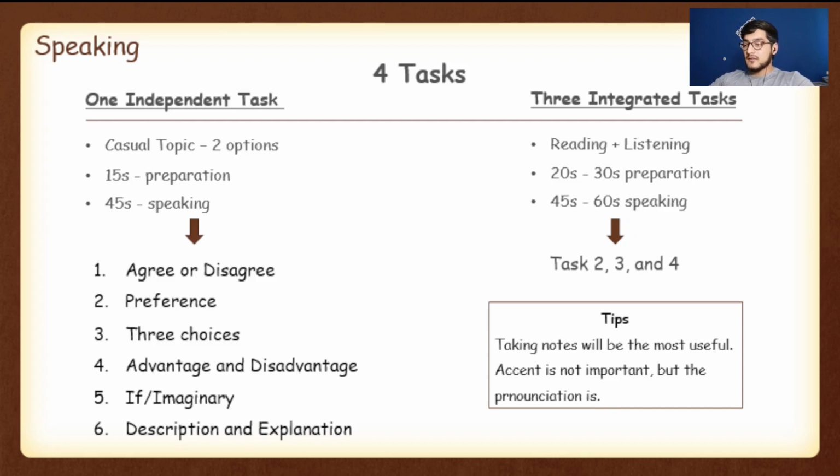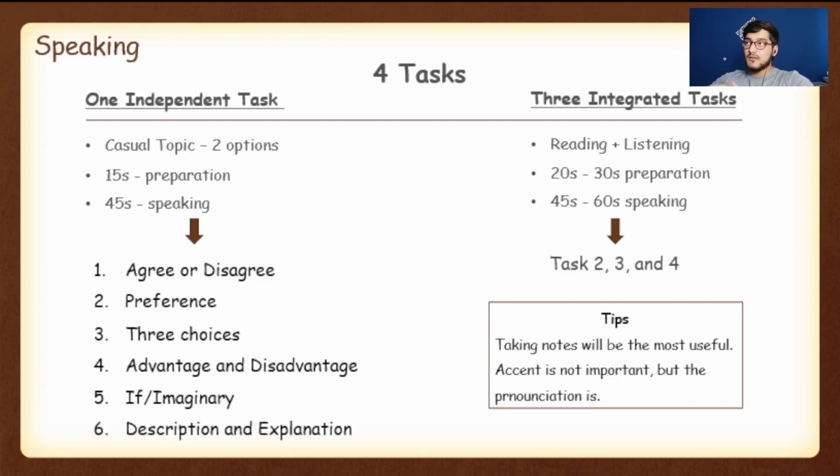The next point is that accent is not important, but pronunciation is. The accent can be different from country to country, even from person to person. Maybe your accent is different from my accent. Indian people usually have a very different accent, but they are graded the same as Americans. Why? Because the pronunciation is the same. You can't easily change your accent, but pronunciation is what matters.